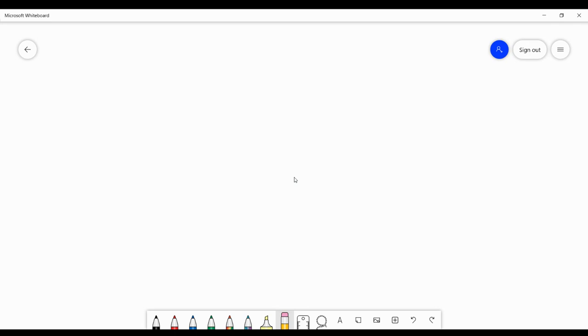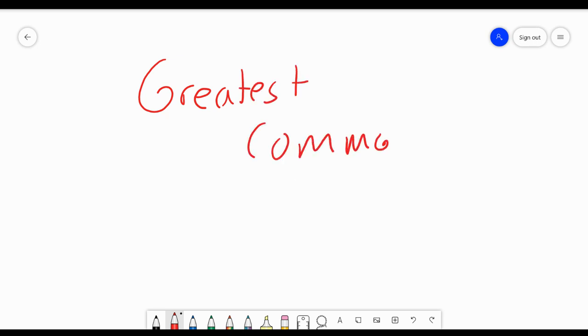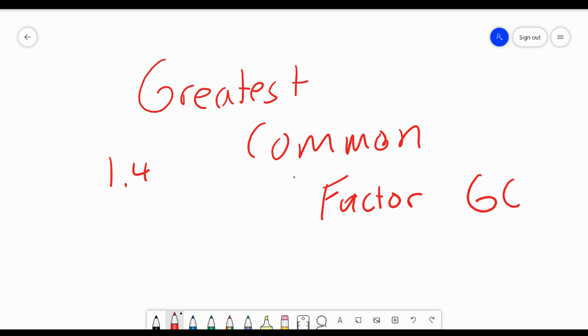So, what I want you to do is make sure you got your big book. Go to page 19. We're gonna be doing the next lesson, which is 1.4. The lesson is called Greatest Common Factor. And it's lesson 1.4. Greatest common factor is also known as GCF. So it's like the brother or sister of LCM.